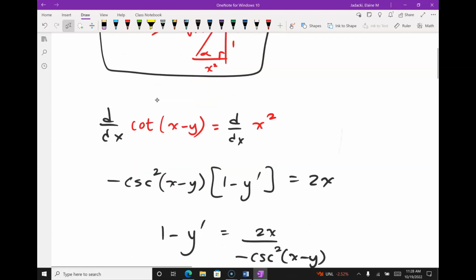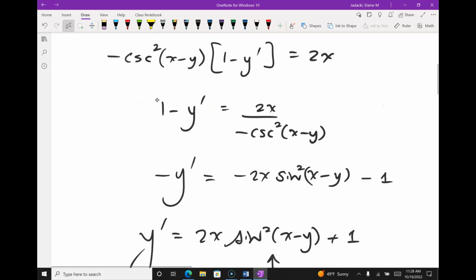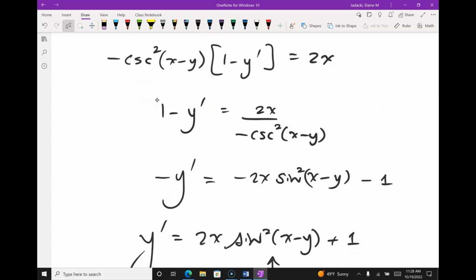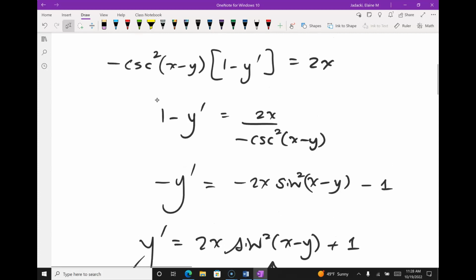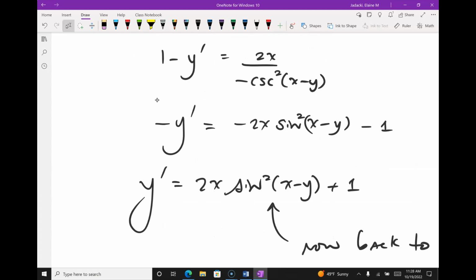Okay, good. And if you didn't, why? Tell me, I want to understand why, right? Maybe you don't have the cotangent derivative on your formula sheet. Make sure they're all on there, right? So now I'm solving for y prime, dividing by cosecant squared, solving for positive y prime.